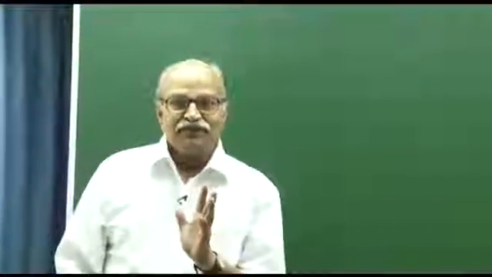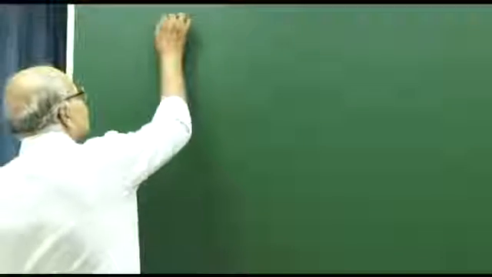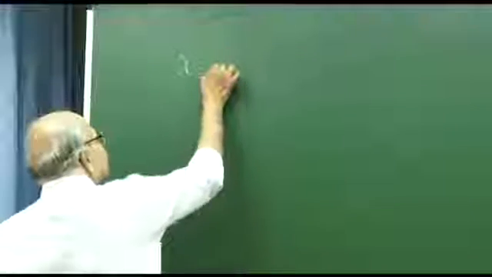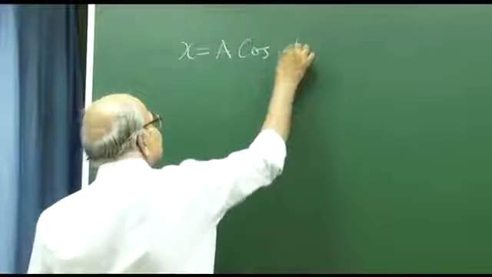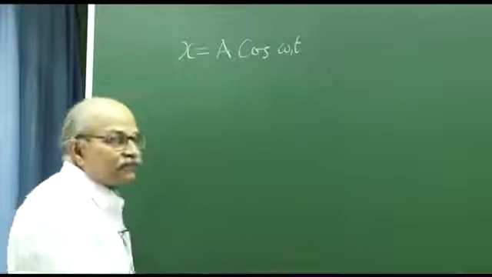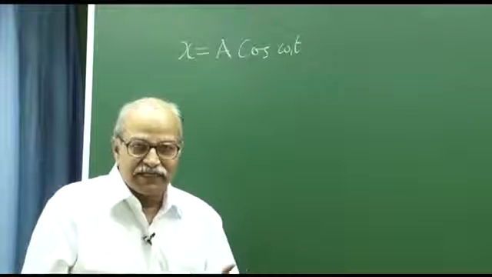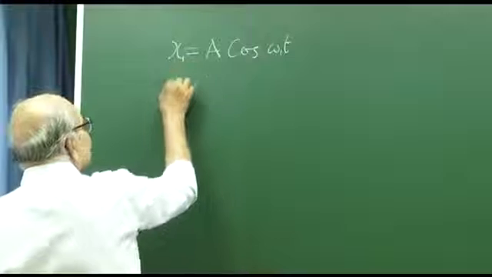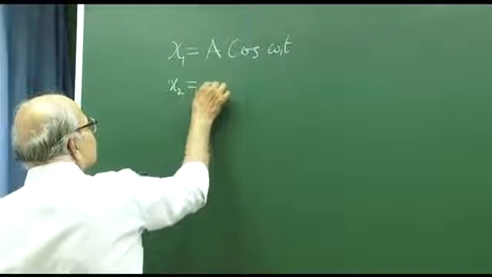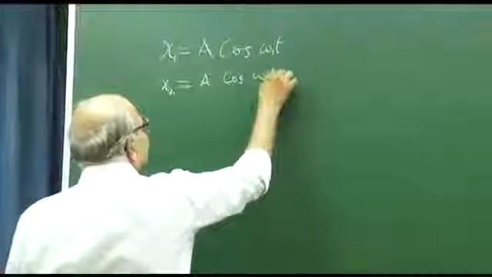So, let us suppose I have an object which is given oscillations because of some force, and that oscillation is, let us say, x1 equal to a cos omega 1 t, and then there is some other force system which gives it another frequency, and that is, let us say, x2 equal to a cos omega 2 t.